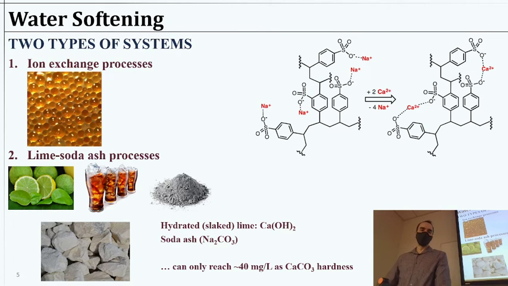So the other option is what we call lime soda ash processes. And I'm not talking about limes, sodas, or Sprite for that matter. Soda ash is sodium carbonate, Na2CO3, and essentially you're precipitating limestone by adding slaked lime, Ca(OH)2. So the ion exchange process, we're just going to touch on it briefly. It is pretty convenient.